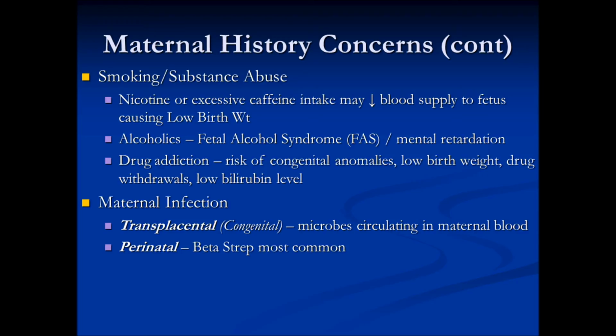And then perinatal. So the baby going through the womb, now that it's not protected by the amniotic sac anymore, any types of surface infections, herpes is a big one, that the baby is exposed to through the birth canal, the baby can get. And beta strep is the most common perinatal infection. Very important to remember. Beta strep is the most common maternal infection that a fetus can obtain perinatally.